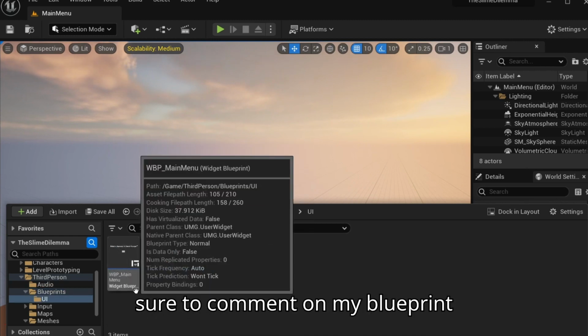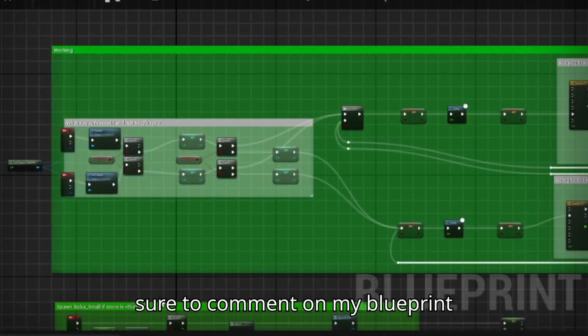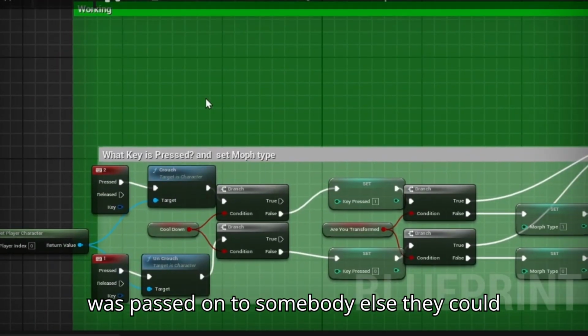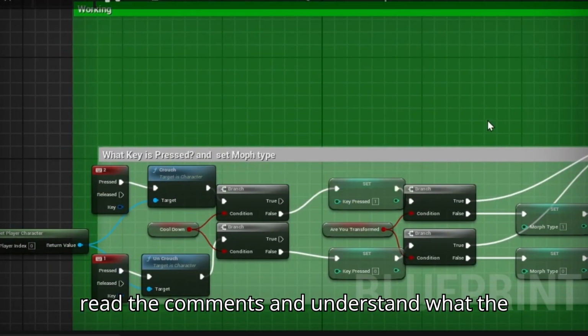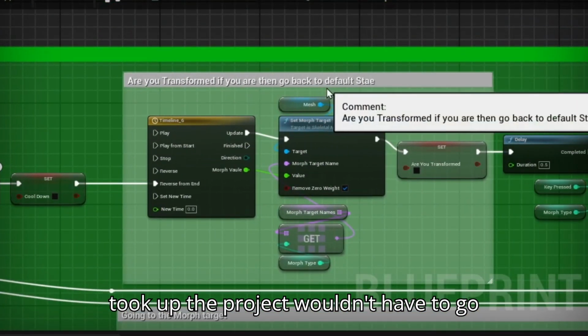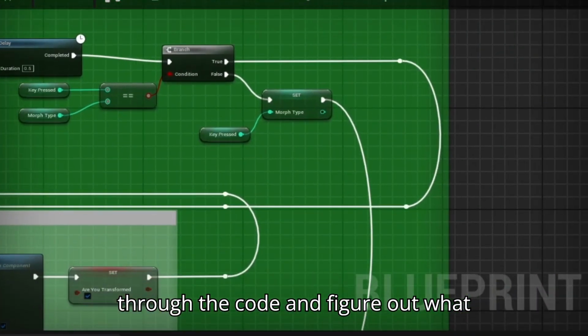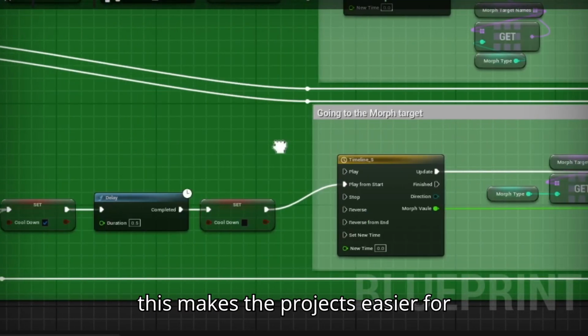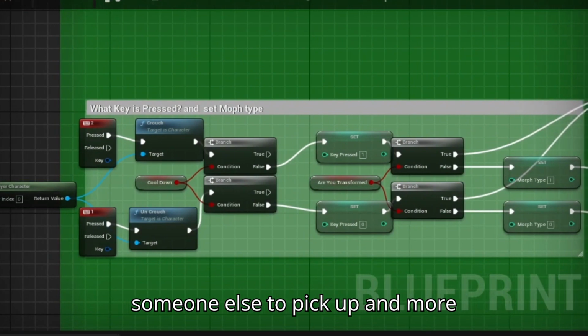I also made sure to comment on my blueprint scripts. This is so that if the project was passed on to somebody else, they could read the comments and understand what the code was doing, so that the person who took up the project wouldn't have to go through the code and figure out what exactly I was trying to do. I feel that this makes the project easier for someone else to pick up and more professional.